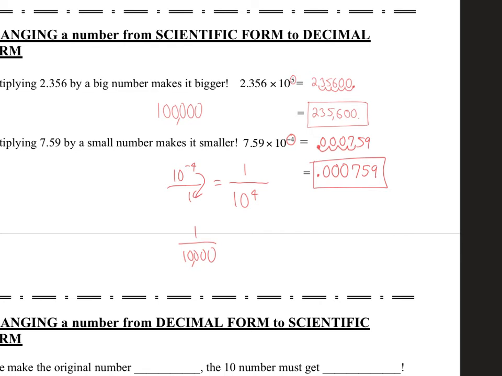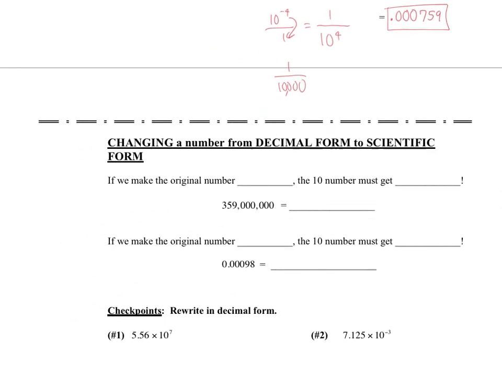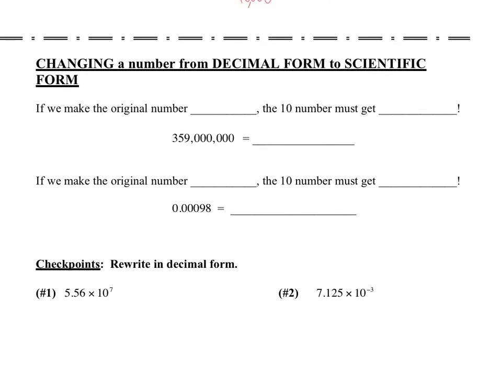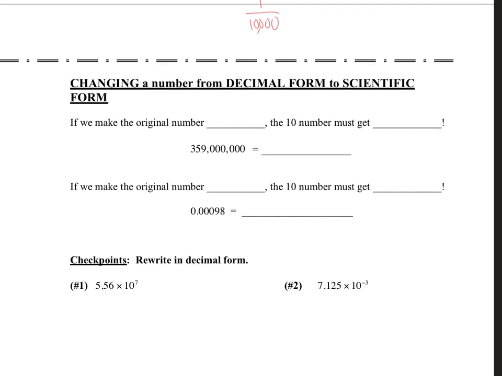And likewise, at the top, we multiply 2.356 by a big number, 100,000, which is going to make it bigger. All right, let's go the opposite direction now. It says changing a number from decimal form to scientific form. So it says if we make the original number smaller, this is the balance part I was talking about, the 10 number must get bigger. Okay, so we're going to move the decimal until the first number is between 1 and 10, because that's very important. But we need to make sure that we multiply by the correct 10 to the right power, okay?